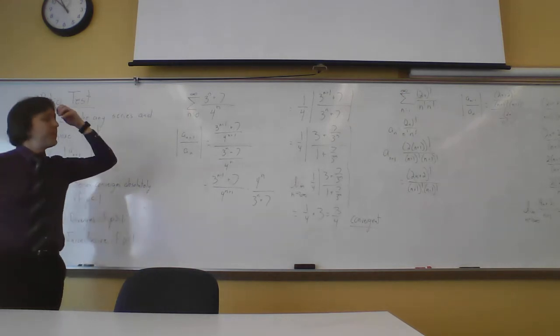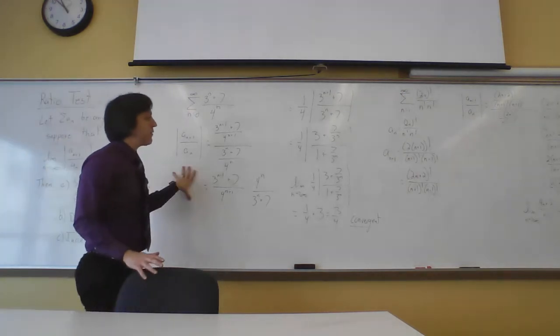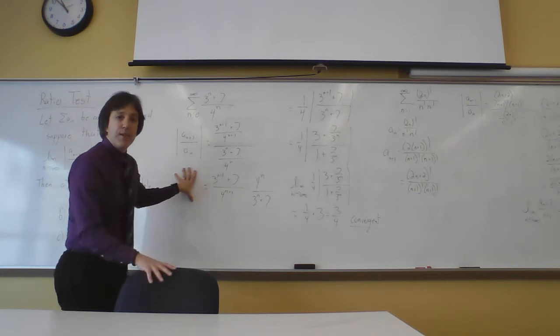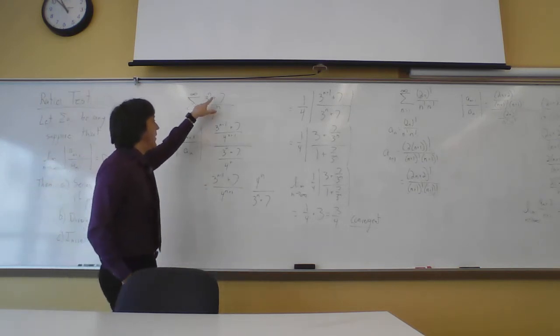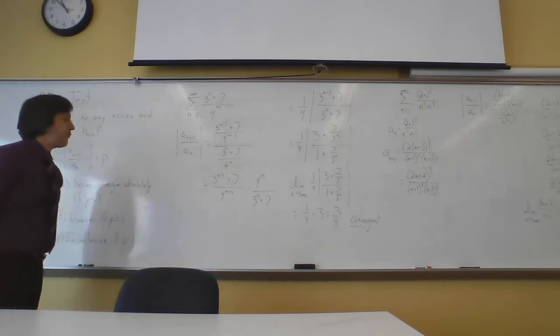So I have two examples here. They're pretty fun. I'll show you the first one, and then I have to move the computer down so you can see the second one. Let's look at the sum n equals 0 to infinity of 3 to the n plus 7 all over 4 to the n.